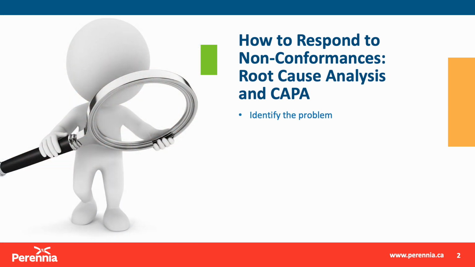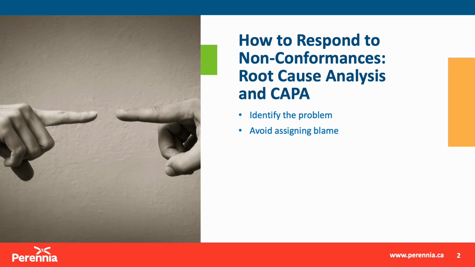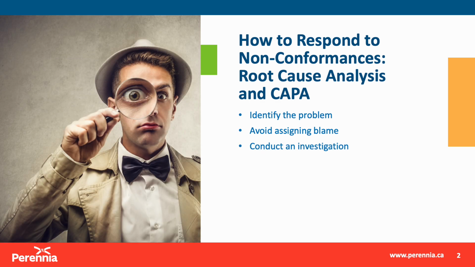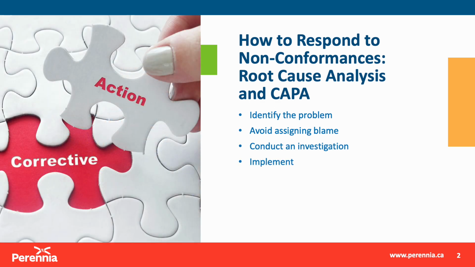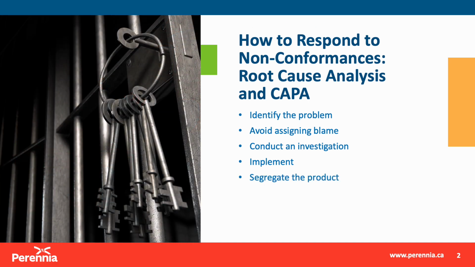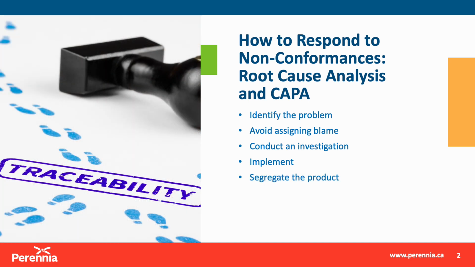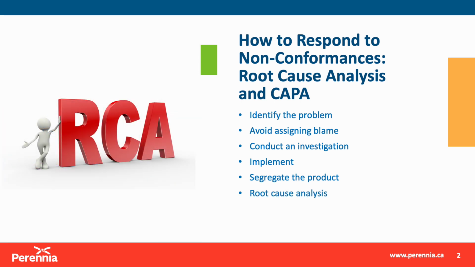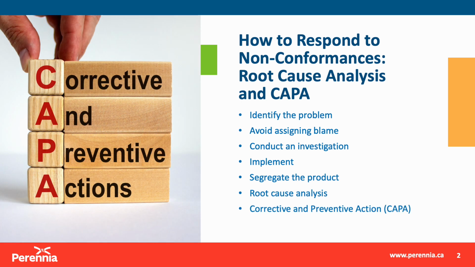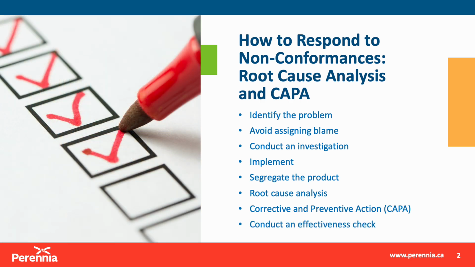Identify the problem. Avoid assigning blame. Conduct an investigation. Implement immediate corrective actions. Segregate the product. Root cause analysis. Corrective and preventive action, or CAPA. And conduct an effectiveness check.